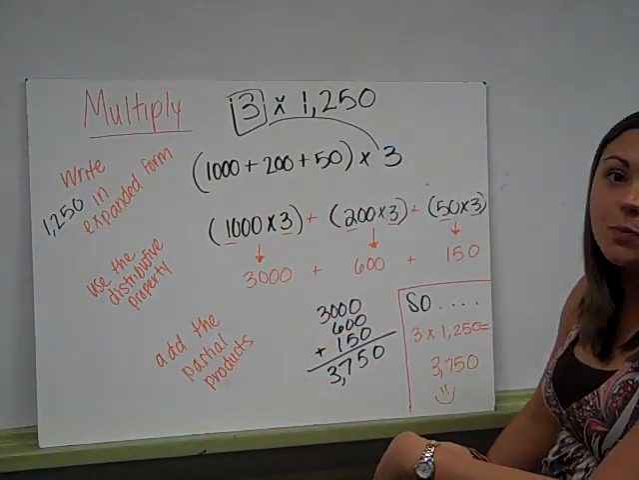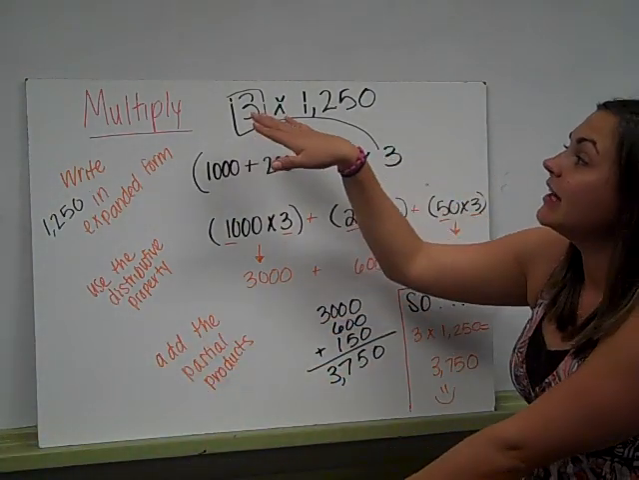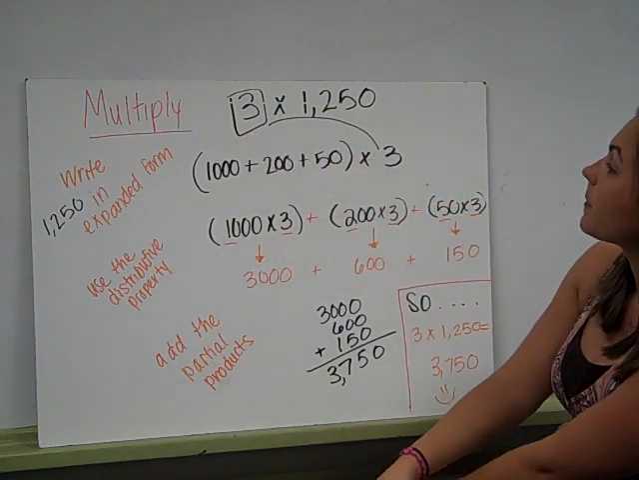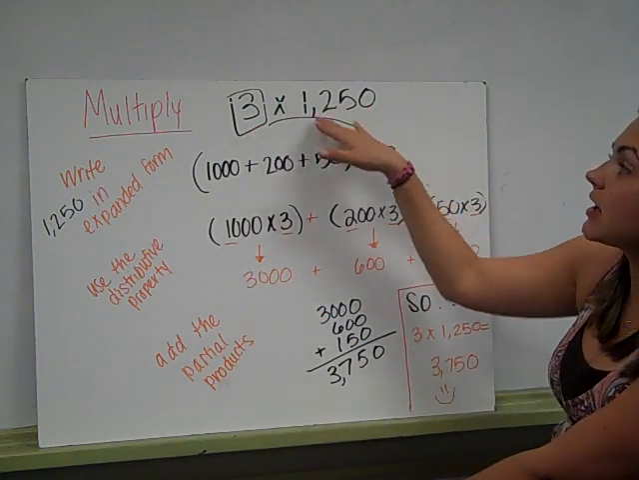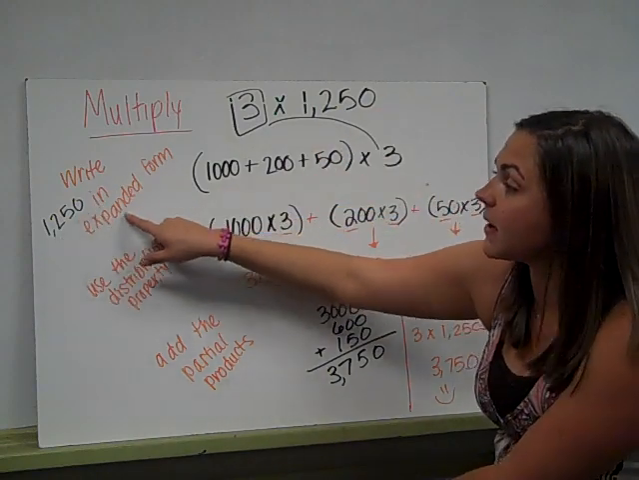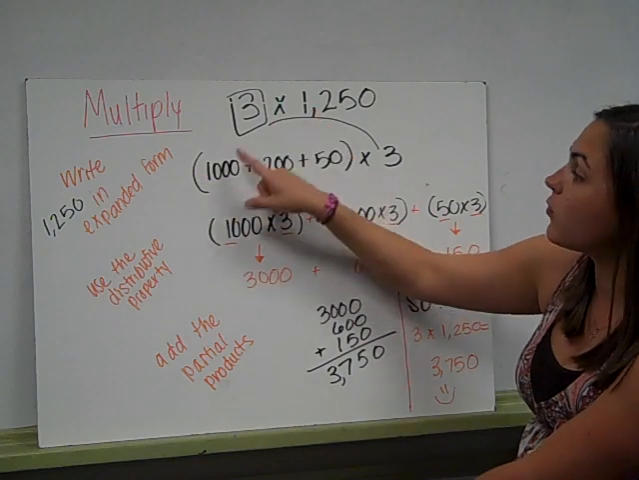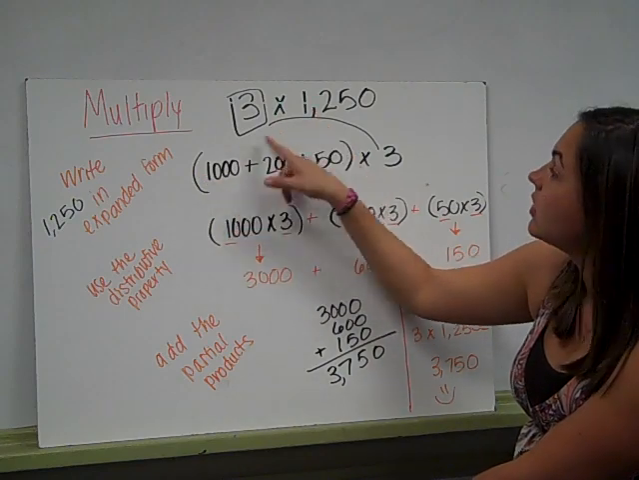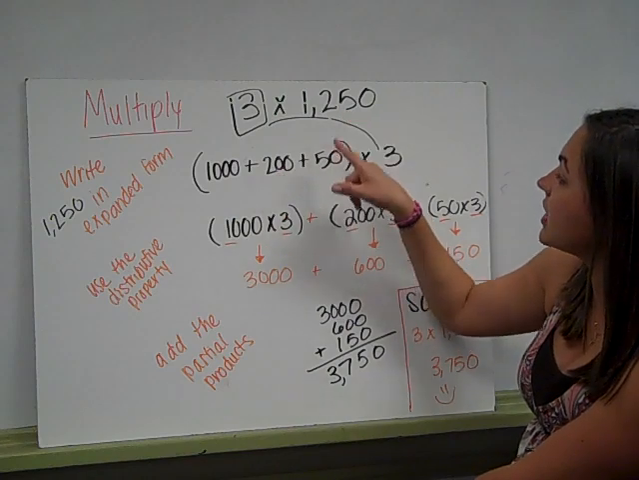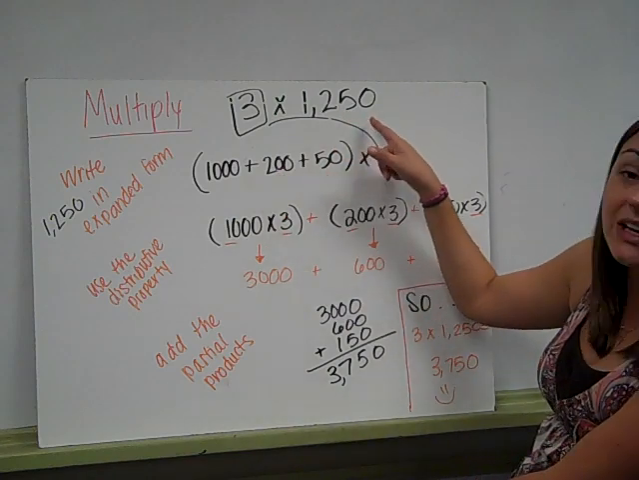Now I want you to pay attention while I multiply a 4-digit number by a 1-digit number. So first I want to take the number I'm breaking up and write 1,250 in expanded form. Well, I have 1 1,000, which is 1,000. I have 2 hundreds, which is 200. And I have 5 tens, which is 50. And I don't have any ones here.